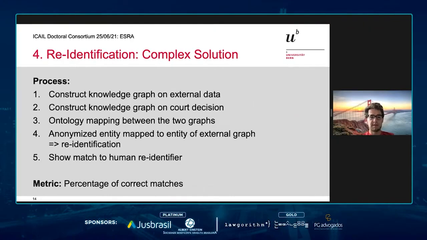Then to the complex solution. Here we would first construct a knowledge graph on both the external data and on the court decisions, and then perform ontology mapping between the two graphs. If we find an entity being mapped between those two graphs, this would correspond to a possible re-identification. And then we can show this match to a human re-identifier. Here we would measure the success by the percentage of correct matches.